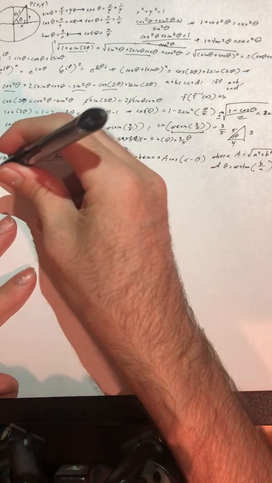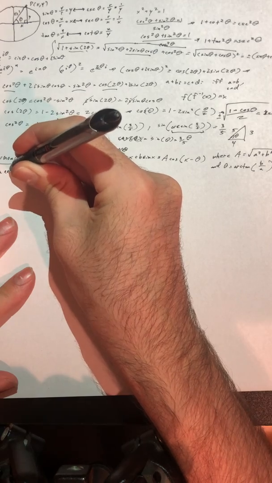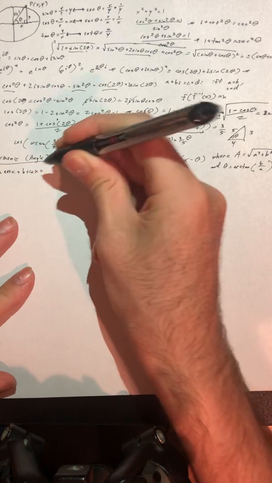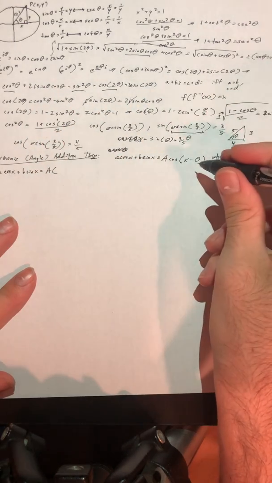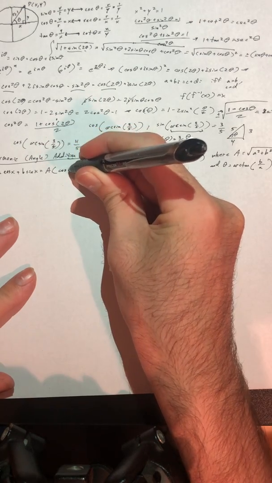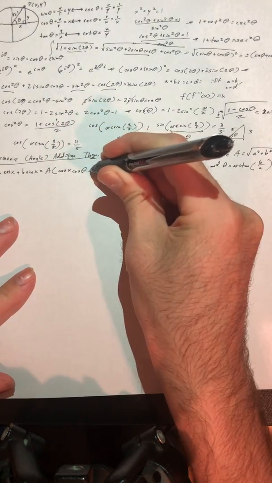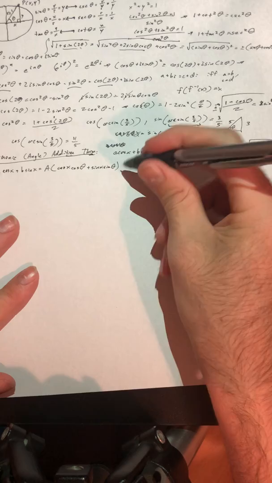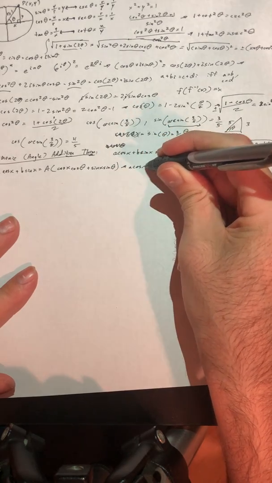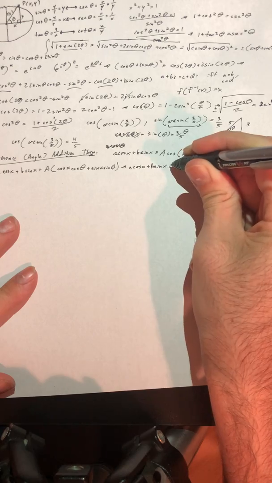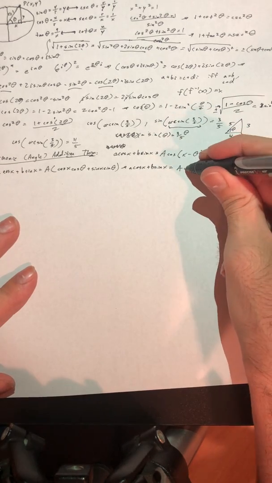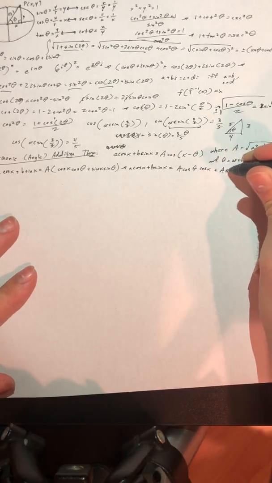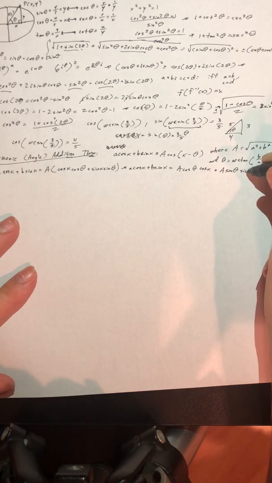So I'm going to prove it to you because I like proofs. a cosine x plus b sine x is equal to A times, now we have cosine of x minus theta. This is one of those trig identities you should know. That's cosine x cosine theta plus sine x sine theta. So that implies that a cosine x plus b sine x is equal to A cosine theta cosine x plus A sine theta sine x.